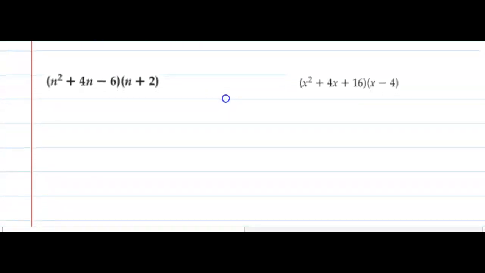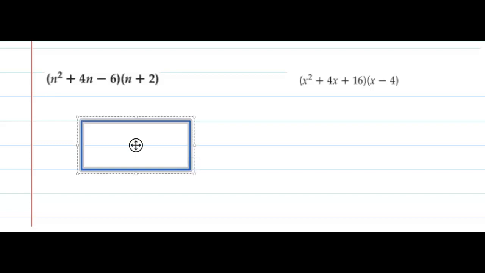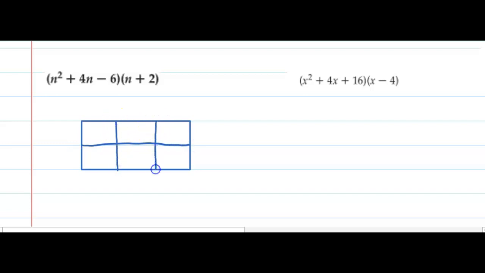It's even more important to try to use the box method when we have a trinomial times a binomial. I strongly encourage you to use the box method for this because it's a great way to keep your terms organized. Notice I'm going to take my trinomial across the top, n squared, 4n, negative 6, and n plus 2.